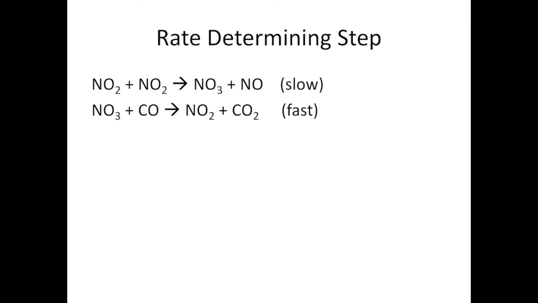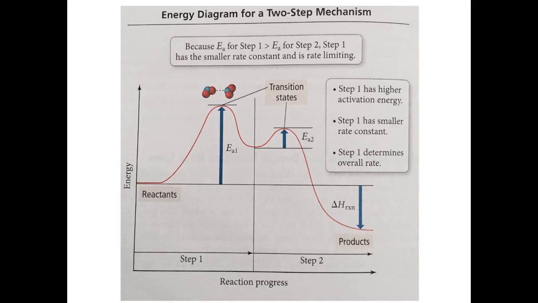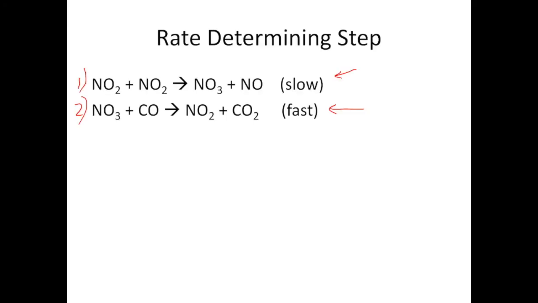You will have some problems where you will see that these are labeled as one slow and one fast, or maybe two fast and one slow. And these are your elementary steps of an overall reaction. The slow step is what we call the rate determining step. This is the step that takes the most time. So that's going to determine how fast or slow your reaction goes.